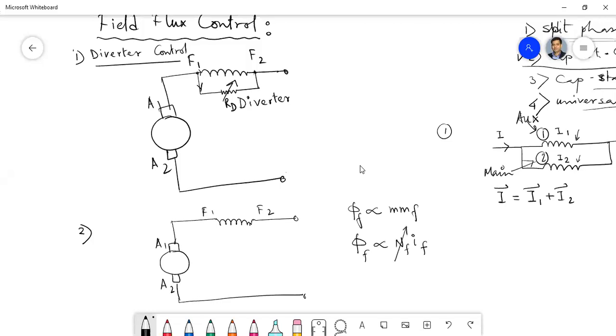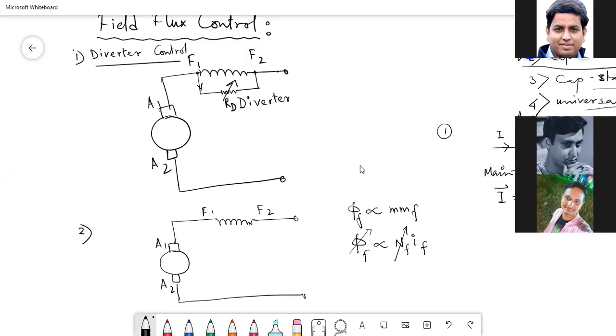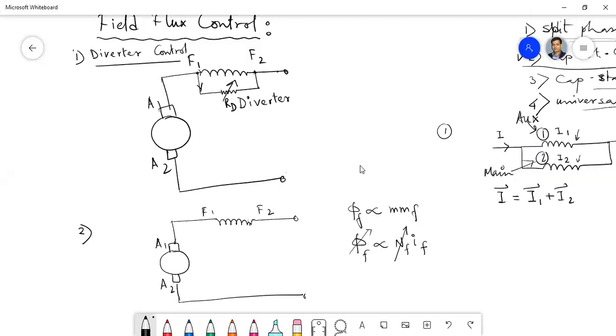You are controlling the number of turns. You are varying the number of turns to control the field flux. So I am asking that how would you implement that? How can you change the number of turns in a coil?